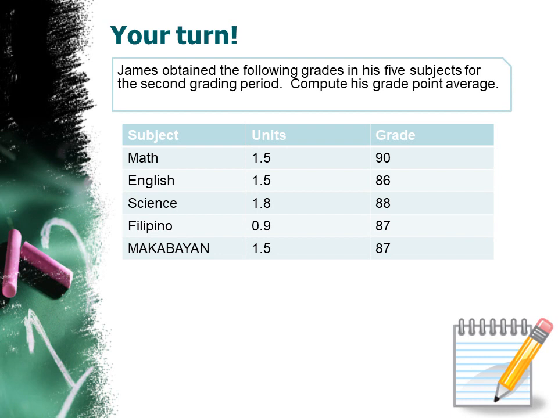Now it's your turn. Please get the weighted average or weighted mean of James. As you can observe, every subject has its corresponding units. So I will give you around 30 seconds to solve this. Get your calculators and record your answer. Let's compare our answers.